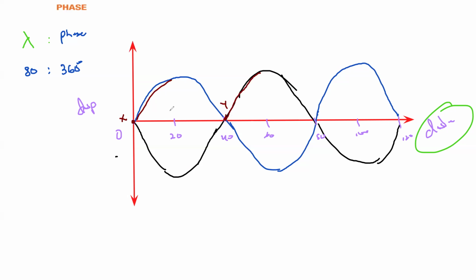What is the difference between X and Y in terms of the wavelength? The length is 40. So the distance between them is equal to 40. So if it is 40, then this will be X. When we cross multiply, it will be 40 times 360 divided by 80. When you simplify, you get half of 360, which is 180 degrees or pi radians.